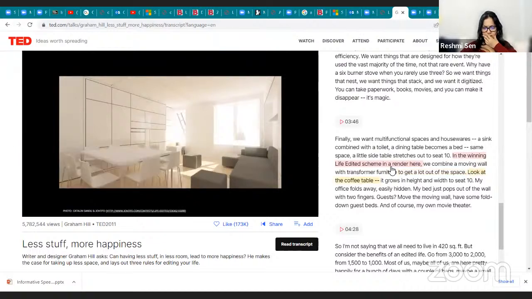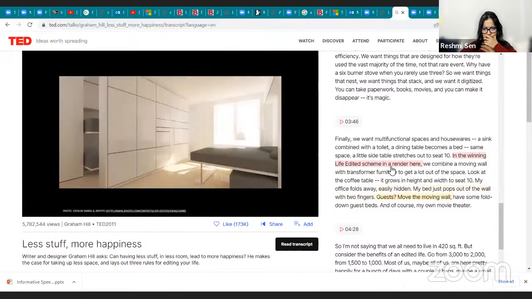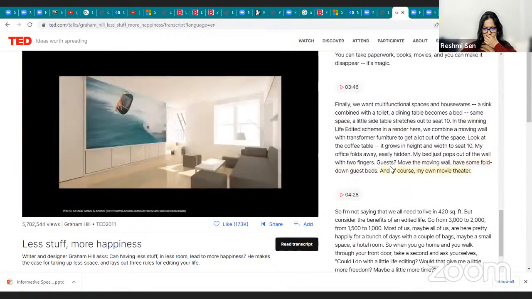Look at the coffee table. It grows in height and width to seat 10. My office folds away, easily hidden. My bed just pops out of the wall, 2 fingers. Guests move the moving wall, have some fold down guest beds. And of course, my own movie theater.